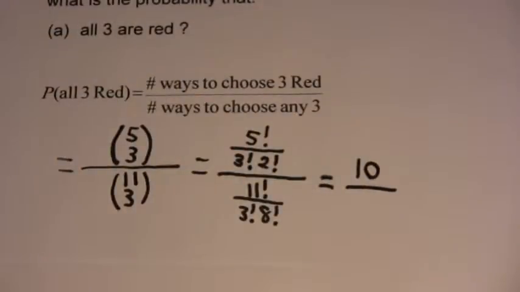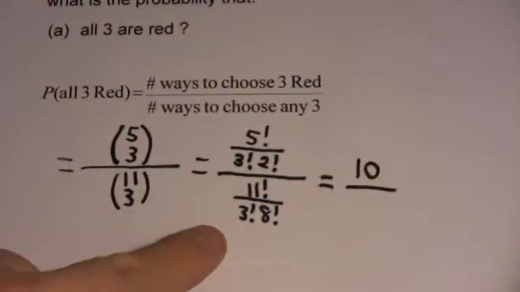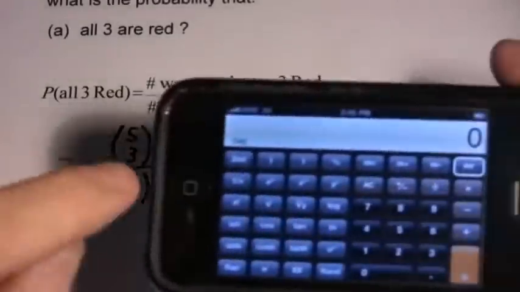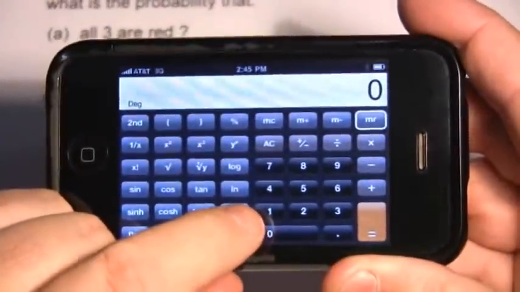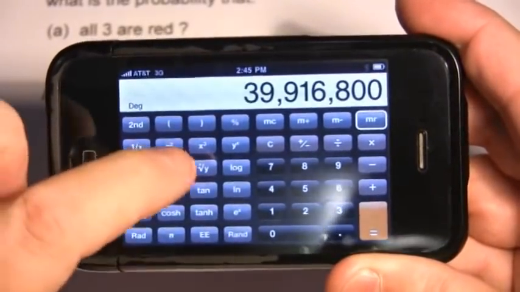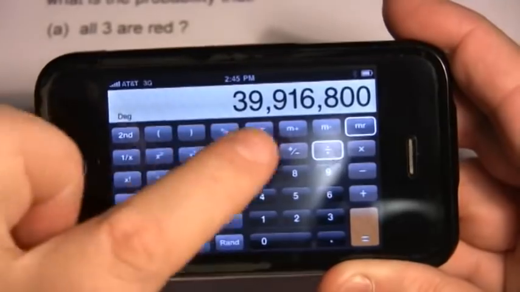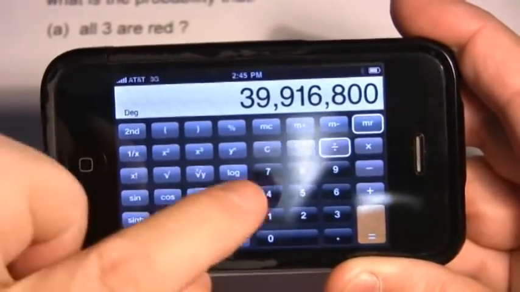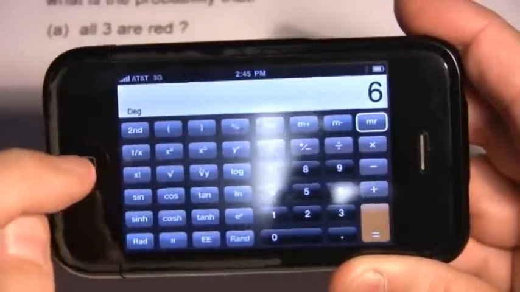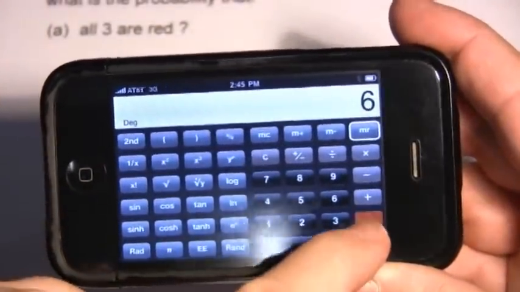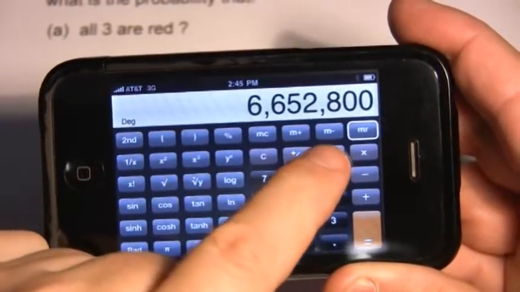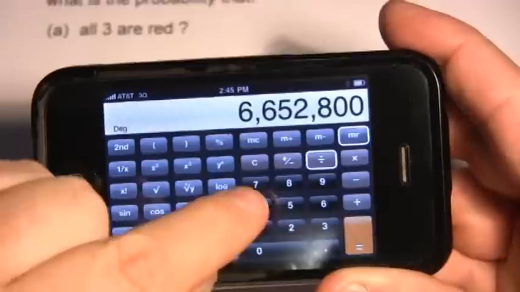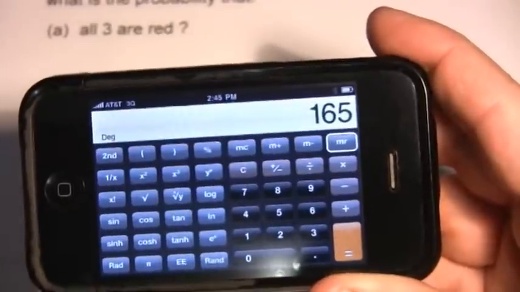Now I'll do the same thing for the denominator. So I'm going to clear, and then I'm going to do 11 factorial divided by 3 factorial and then divided by another 8 factorial. So I've got 11 factorial divided by 3 factorial equals, and then divided again by 8 factorial equals, and I get 165.